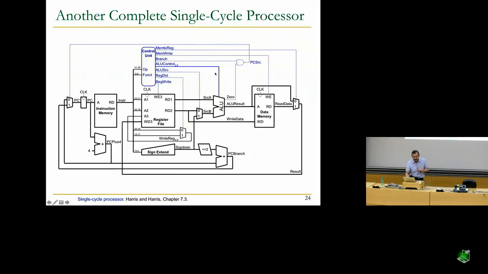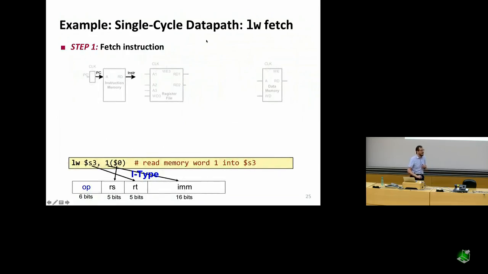So let's take a look at how you do the load over here relatively quickly. It's going to be very similar to what we've done. You need the state elements. These are the state elements: program counter, instruction memory, register file, data memory. Looks the same. And we're going to go through the single cycle data path for load word.